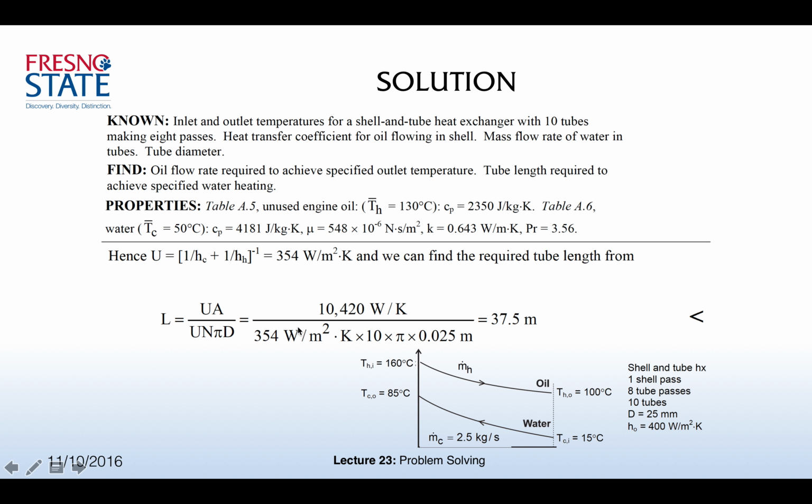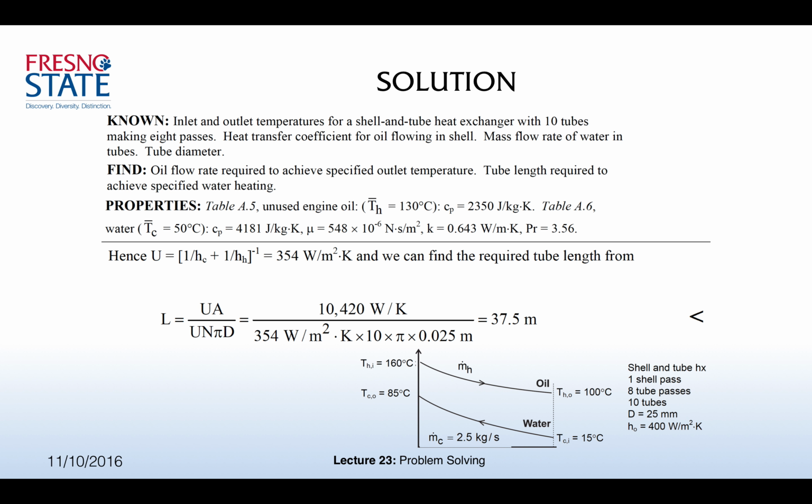So UA overall was calculated previously to be 10,420 watts per Kelvin. Divide that by the U we just calculated, 354 watts per meter squared Kelvin. Divide that by the number of tubes, 10. Divide this by pi. Divide this by the diameter, 0.025 meters. And therefore, the total length of a tube here is going to be equal to 37.5 meters.